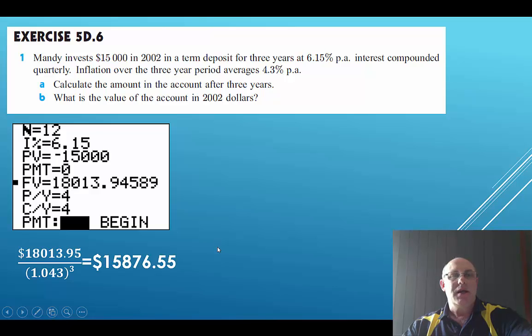So you get a bit of an idea about the buying power of your money over a period of time. In these questions, that's what we're looking for: the buying power of the money that you actually earn. These questions don't take into account taxation, but they do certainly take into account inflation.